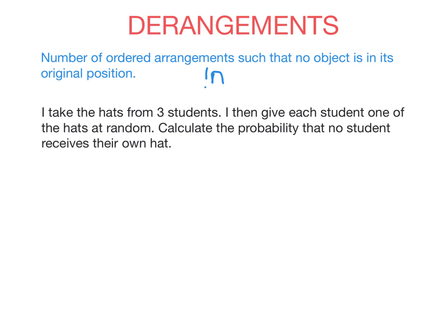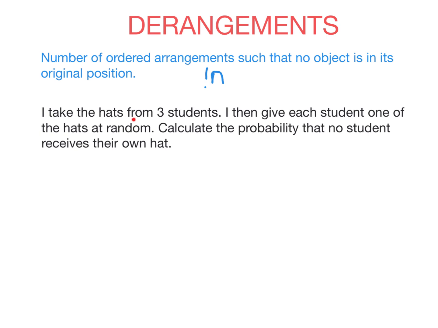Thank you so much for tuning into this video in which we will look at derangements. So a derangement is an ordered arrangement such that no object is in its original position. We denote the number of derangements from n objects like this. So we have the factorial symbol before the n. So let's go through an example and hopefully this will become clearer.